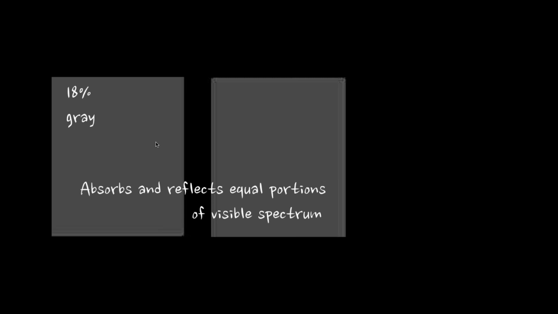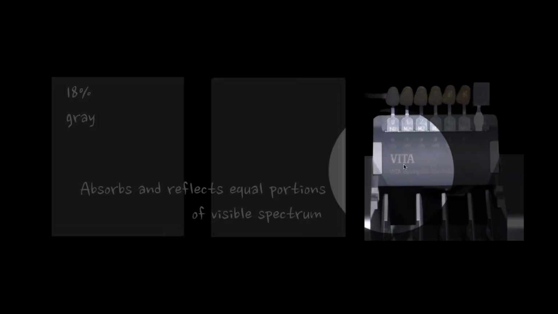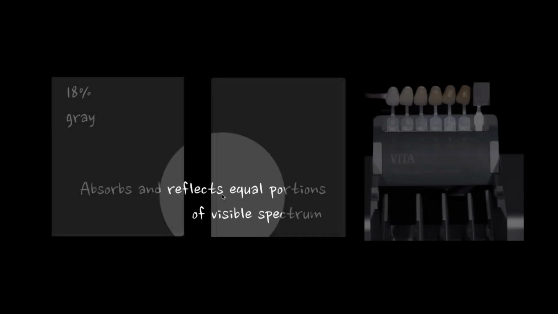Other thing I always say is years ago, the old VITA Classic guide, which I don't really use much anymore, had a gray base to it. That gray base was supposed to be 18% gray, but it wasn't because it was made in 1940. You'll notice with the newer linear guides, they actually come in a gray base, and that gray base actually is about 18% gray. Why is that important?